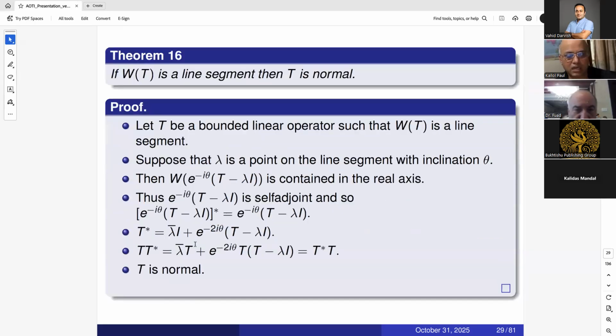And then there is another nice result. If W(T) is a line segment, then T has to be normal. If we look at these proofs, they are very elementary and very tricky. If W(T) is a line segment with inclination theta, then you rotate and translate it so that it is contained in the real axis. So T will be self-adjoint, as we have already proved. From there, you can prove that TT* equals T*T. So T will be normal.